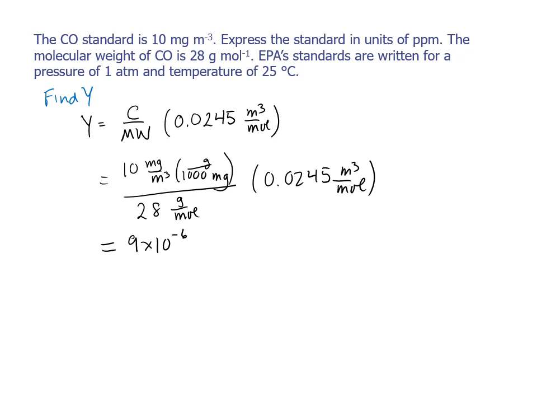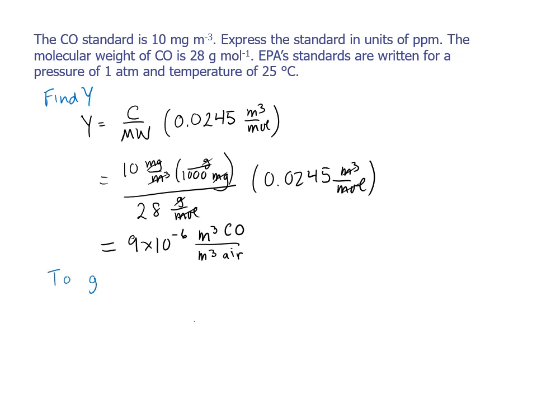Now if you look at the units here, grams cancels with grams, milligrams cancels with milligrams, cubic meters cancels with cubic meters, moles cancels with moles. So we have no units. But if we go back and look at what those cubic meters are, we would see that in the 10 milligrams per cubic meter, that cubic meter is cubic meters of air. And the cubic meters in this conversion is converting the moles of carbon monoxide to cubic meters of carbon monoxide. And so now we need to convert this to ppm.